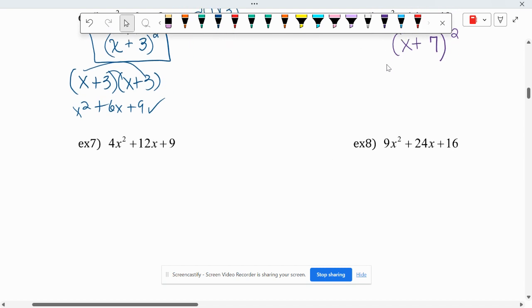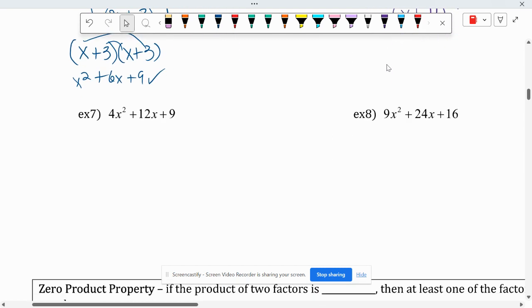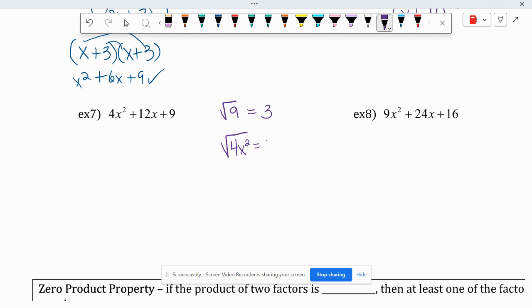What about example 4? I don't know if this is a perfect square trinomial or not. What's the square root of 9? It's 3. What is the square root of 4x squared? 2x. Okay. So b should equal 2 times 2x times 3. Does it?